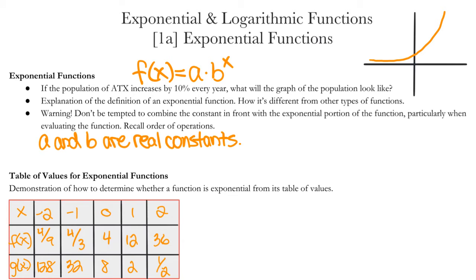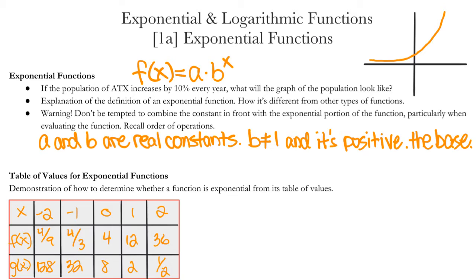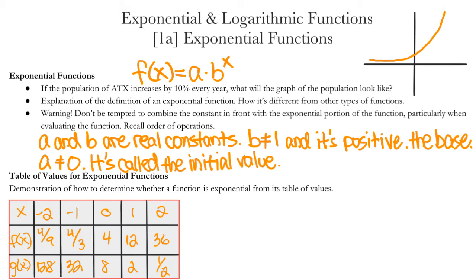A and b are real constants. B is not equal to 1, otherwise it would be very boring to study. B is also positive and it's called the base of the exponential function. A is not equal to 0, otherwise it would also be very boring to study, and it's called the initial value of the function. So f of 0 equals a. If you plug in 0 into the function, you get a. And you could see that on this graph. That's it for now. We'll study another equation like this in the next lesson.